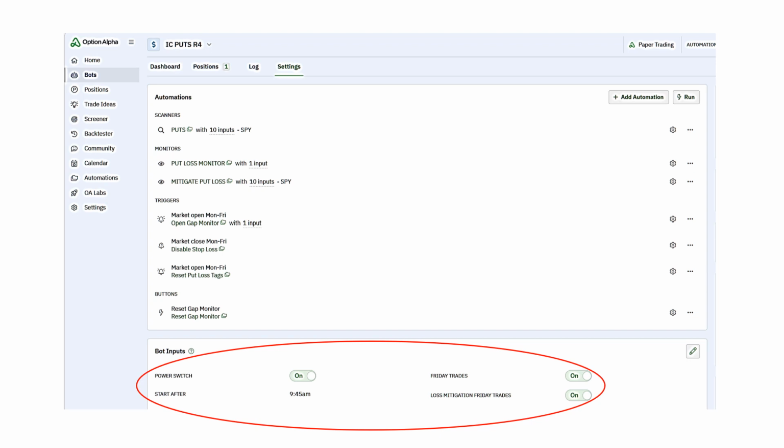Maybe someday I'll incorporate all of this into one bot, but don't hold your breath. We made it easy for you to make those changes by putting those inputs at the bot level.